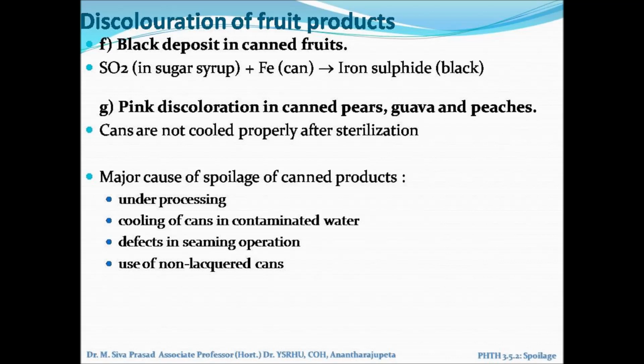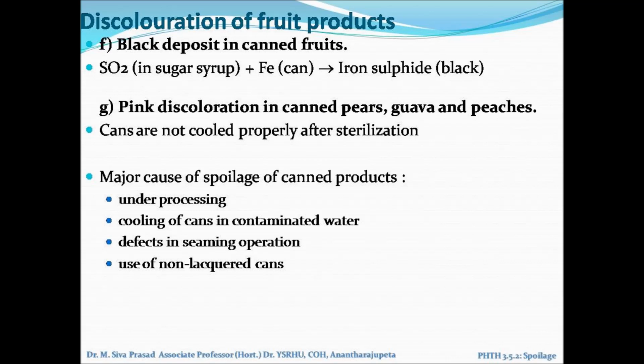The machinery is causing discoloration, the food itself having certain compounds like amines is causing discoloration, and now the sulfur dioxide that is present in the sugar is causing discoloration. Now in the next case, pears, guavas and peaches turn pink. They become pink in color because, as soon as the cans are sterilized, they are not properly cooled. If the cans are not properly cooled after sterilization, the fruit slices turn into pink color.